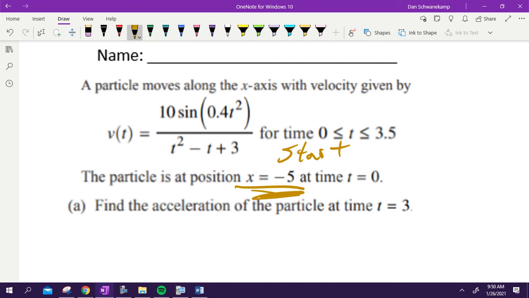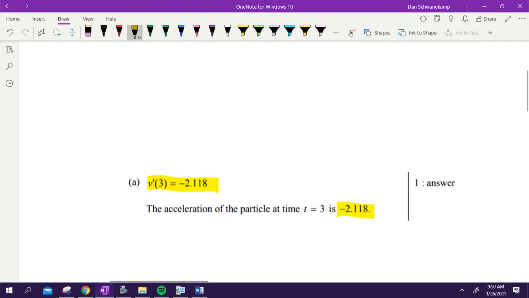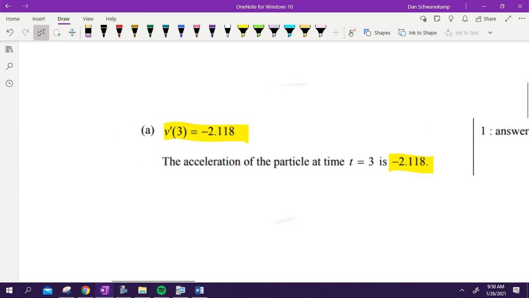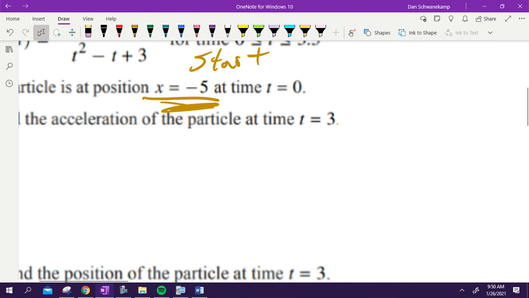What do I need to do in my calculator to find acceleration given velocity? Take the derivative. You scored 1 point on this question if you just wrote v prime of 3 or a of 3 equals that number, -2.118. That's all you had to do. There wasn't a whole lot of work to show. Questions on the first one? Just math 8 in your calculator is all you need to do.